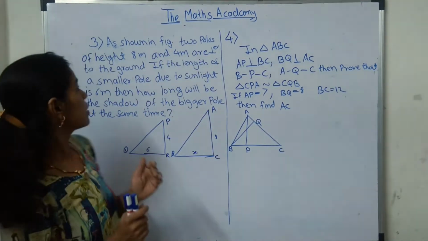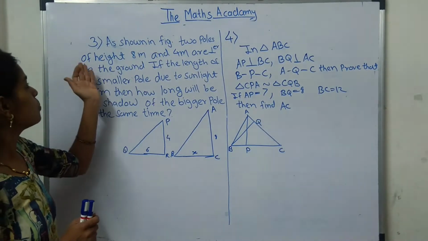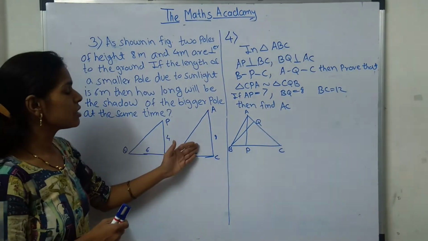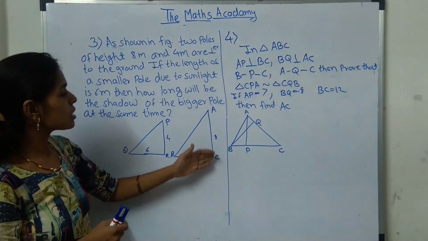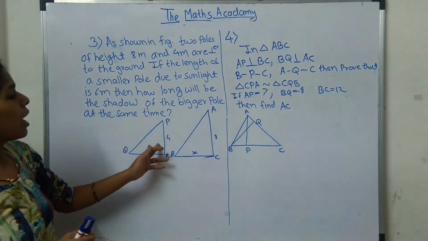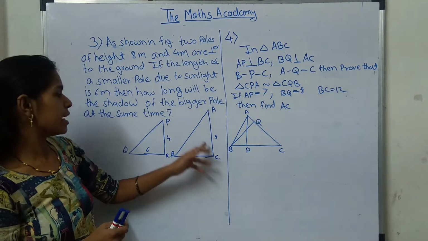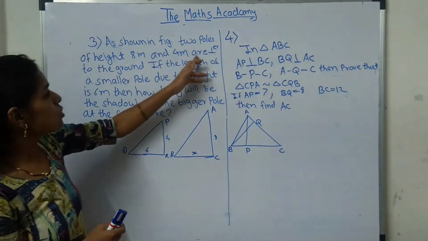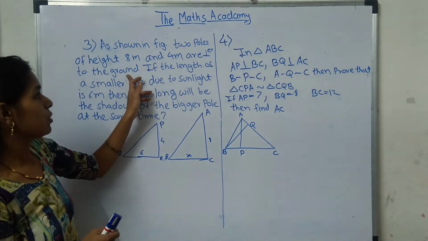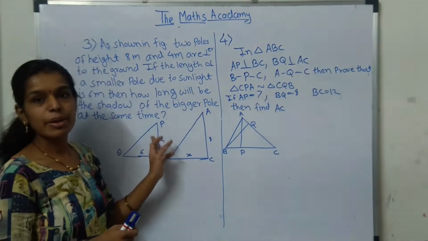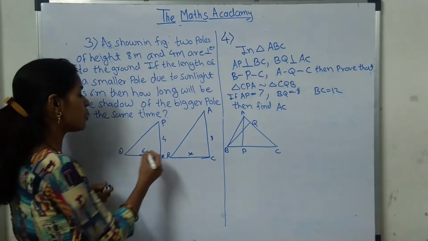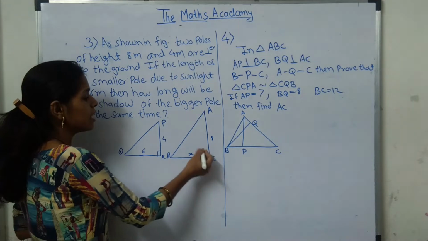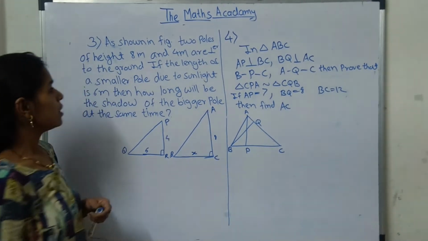First 3. As shown in the figure, two poles of height 8 meter and 4 meter are given. These are the two figures given to you in which the two poles AC and PR are given. The length of AC is 8 unit and the length of PR is 4 unit. These two poles are perpendicular to the ground, which means QR is the ground and here BC is the ground. That's why these angles are of 90 degree.